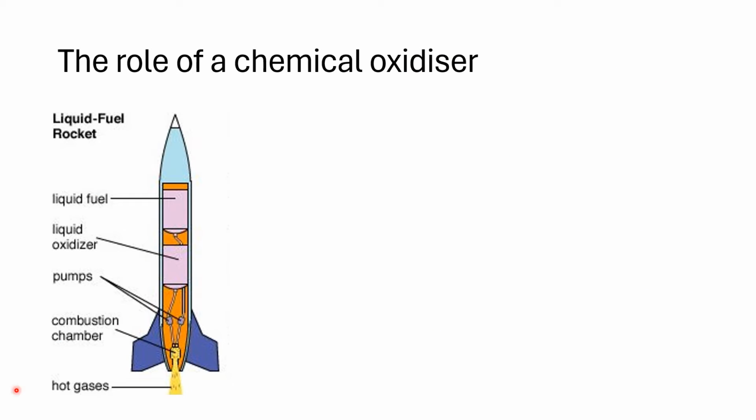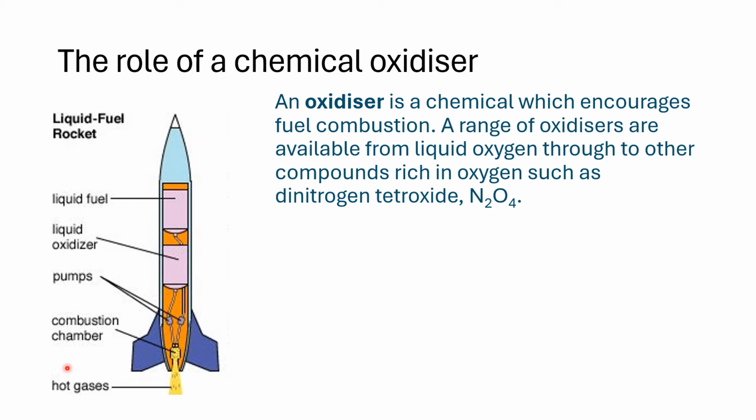So a chemical oxidizer, in this case we're going to look at a liquid fuel. A chemical oxidizer is a compound which encourages fuel combustion. So it can either be liquid oxygen, obviously liquid oxygen is an element, or it can be another compound which happens to be rich in oxygen. And one example that's been explored and used is dinitrogen tetroxide, N2O4. So obviously the N2O4 molecule has quite a lot of oxygen atoms locked up in it, so that's a good source of oxygen.